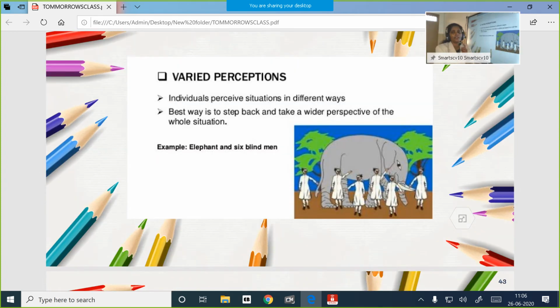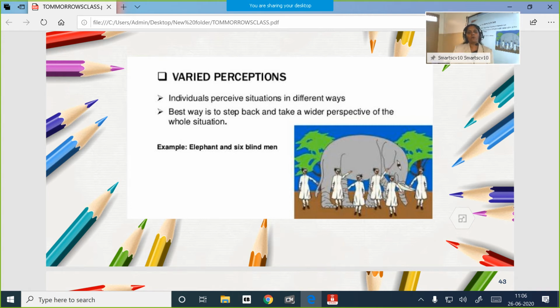Varied perceptions means certain people will have different views. There is a story in which 7 blind men went to see an elephant. They saw different parts of the elephant and had their own views about it. But all 7 people were blind. One saw the tail and said the elephant is like this, thin and having hair at the end. But we know that the elephant is not thin. Then another person said it is too big because he touched the legs. Another person touched the stomach and said it is so huge.